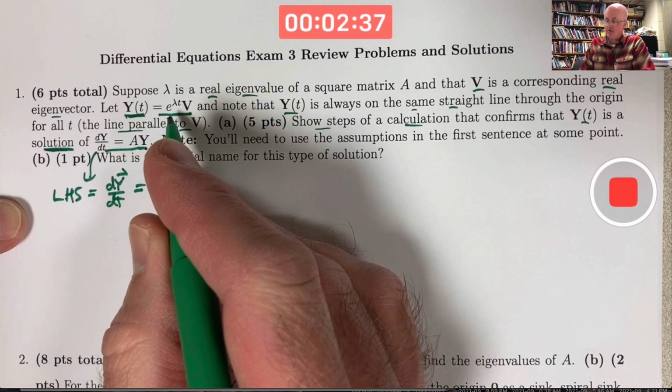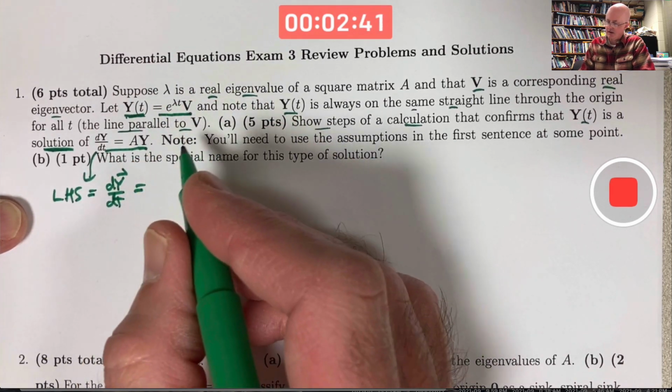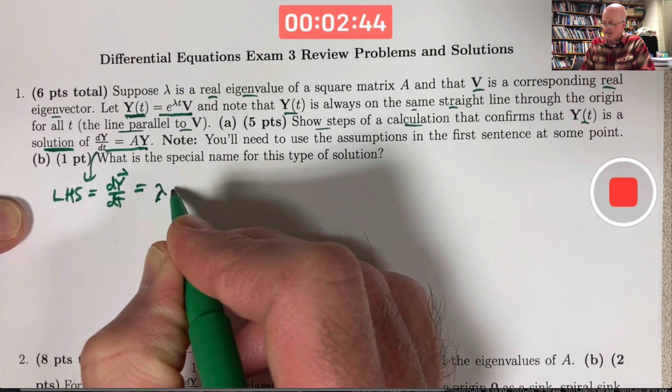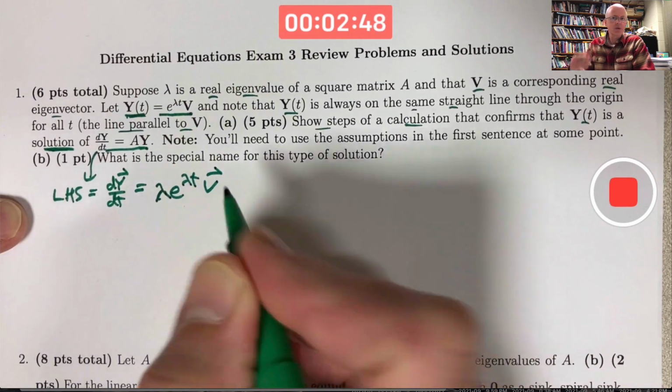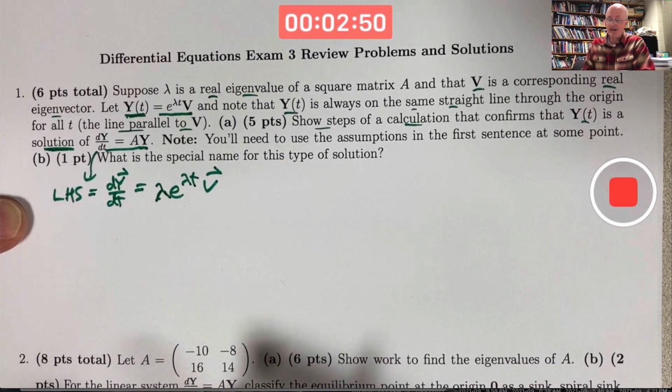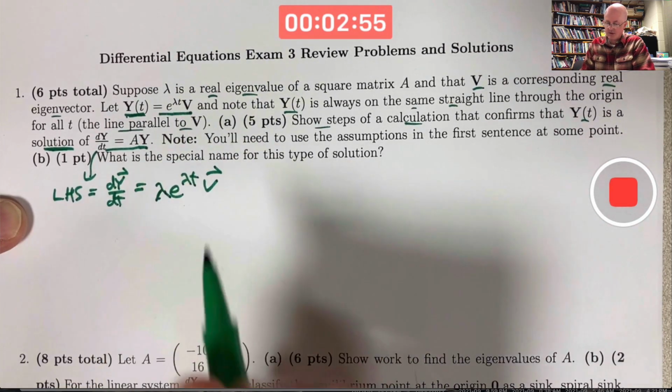Lambda is a constant. When we differentiate e to the lambda t, we'll get e to the lambda t times lambda. I'll bring the lambda out in front. This is lambda times e to the lambda t times v. And there's really not much more you can do right there. That is how the left-hand side of the differential equation simplifies when you substitute this function.